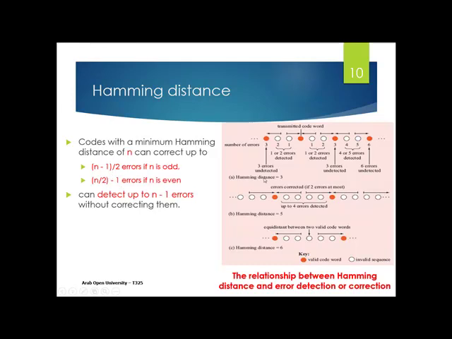In our case, we can use n or d, but usually we use d to differentiate it from the (n,k) representation. So let's consider d. If the Hamming distance d is 3, 3 is odd, so I can correct (d-1)/2, which is (3-1)/2 = 1 error. If it is 5, it is (5-1)/2 = 2, so I can correct 2 errors. If it is 6, I apply the second formula, 6/2 = 3, minus 1, so it is 2 errors.